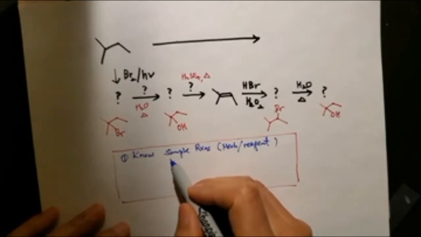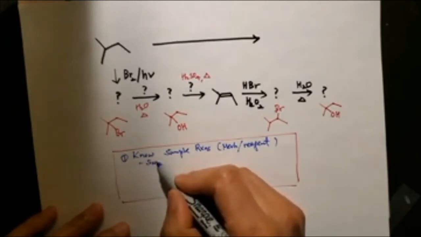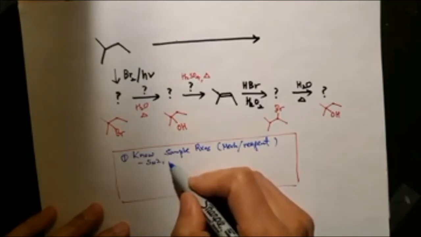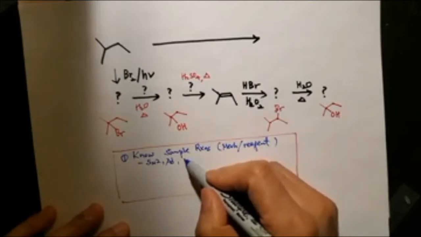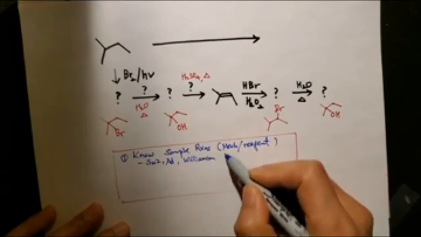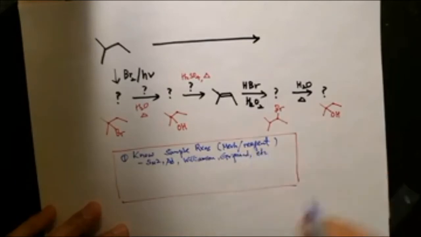So what do I mean by simple reactions? You know all of those: SN1, SN2, E1, E2, rearrangement and addition reactions, etc. But also new reactions like this Williamson ether reaction, or some famous Grignard reactions, etc. You need to know all those simple reactions, memorized and understood.